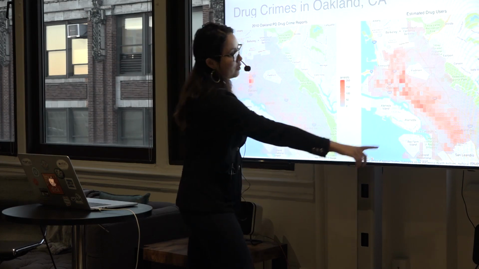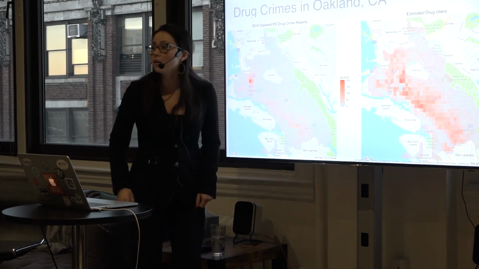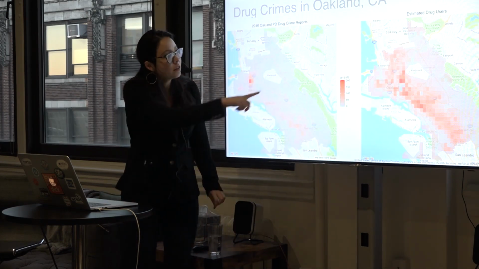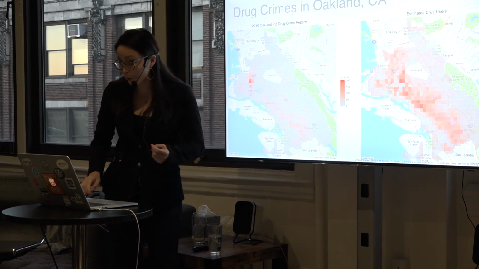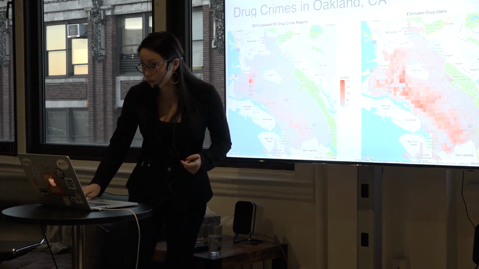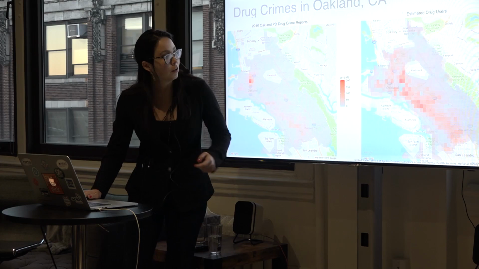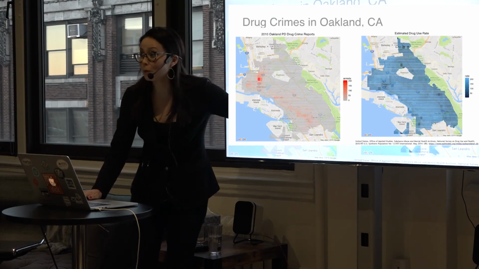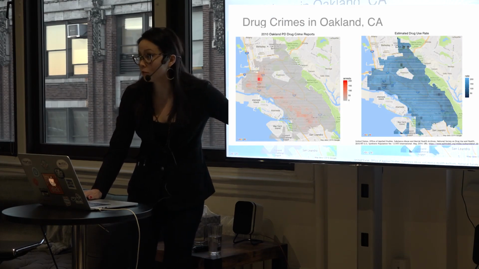But actually a lot of what's going on is these are just higher density areas. Most of the differences in these areas have more to do with population density. So if we look at the rate of drug use across space, it looks more like this, where it's really pretty uniform because everybody's using drugs in Oakland, again.